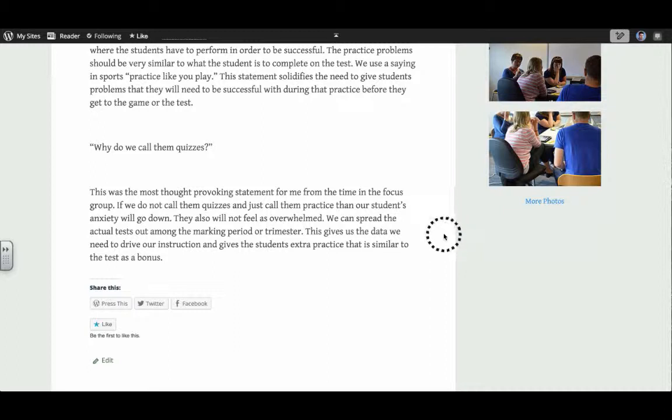So we give 2 quizzes in a standard and then a test, but if we didn't call those quizzes, if we just called them practice, would the students be as overwhelmed? Then we would simply be pre-testing and post-testing, and then we wouldn't have as much in the middle.